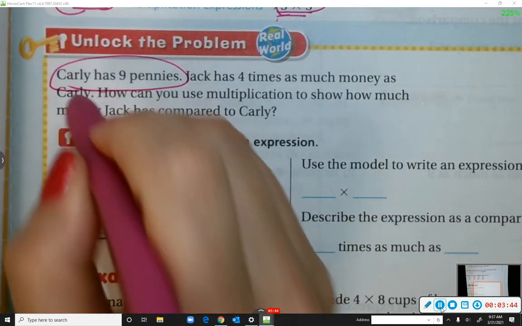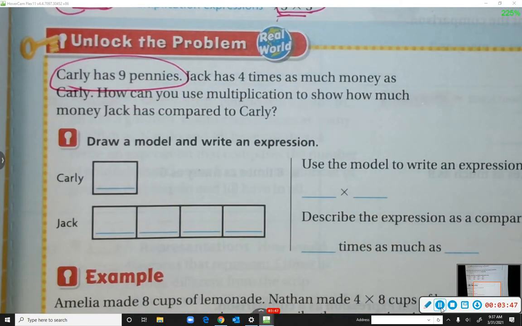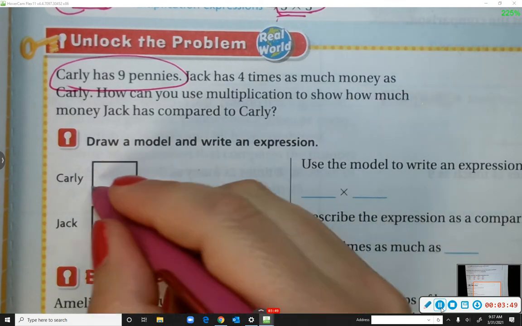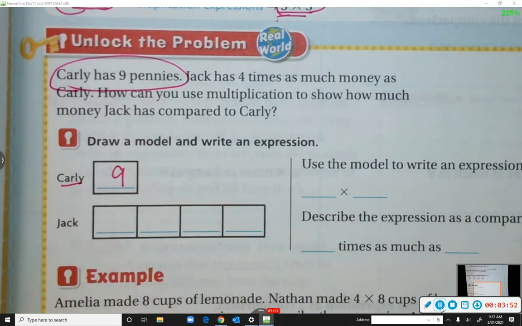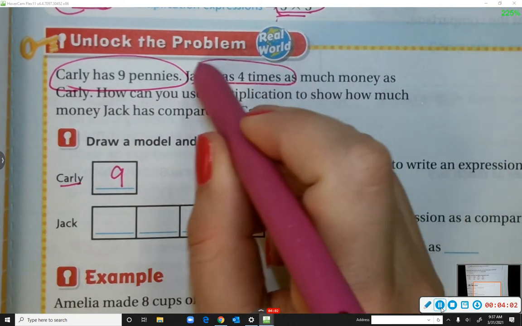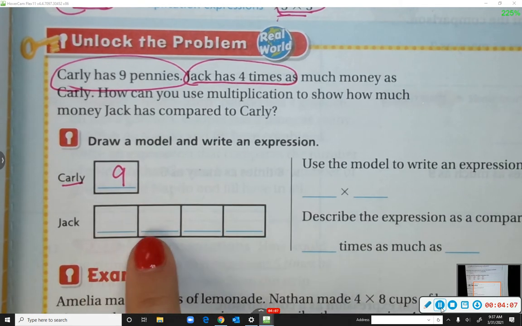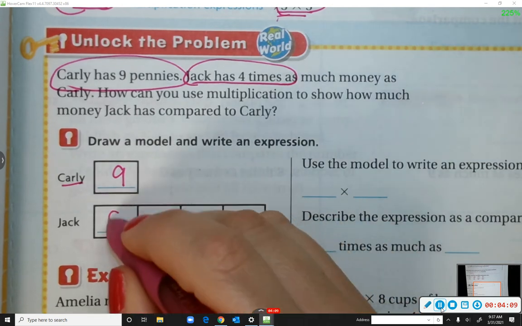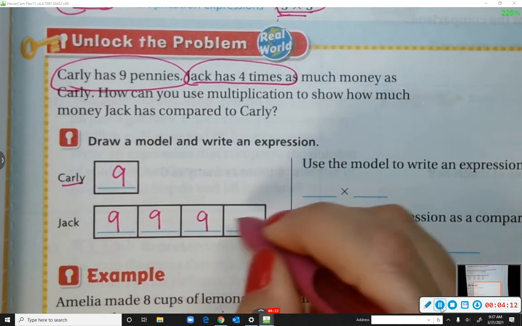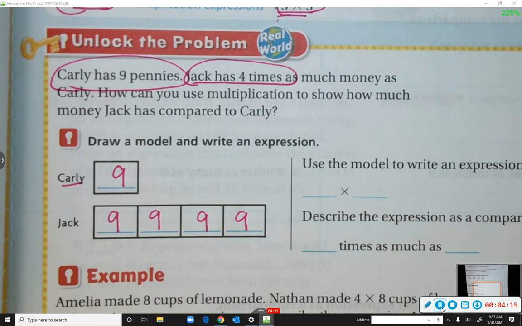Okay, so Carly has 9 pennies. Let's circle that. How much does Carly have, Devea? 9. So where Carly is, we need to put 9 inside the box. Okay. Jack has 4 times as much. Okay. 4 times as much means I need to take that 9 and do it in the box 4 times. Okay. So Carly has 9, Jack has 4 times that.